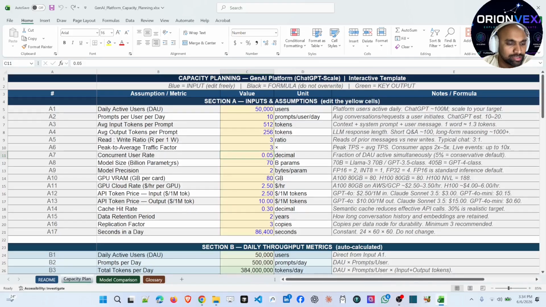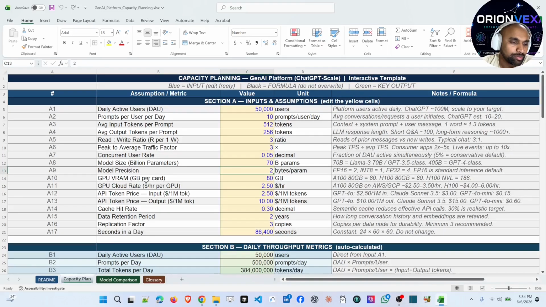Model size, in billion parameters, we are considering 70 billion parameters. Llama 3 70B, GPT-3.5, and GPT-4 classes are in this range. Model precision is 2 bytes per parameter. That is FP16, which is 2 bytes; INT8 is 1, FP32 is 4. FP16 is the standard inference default.